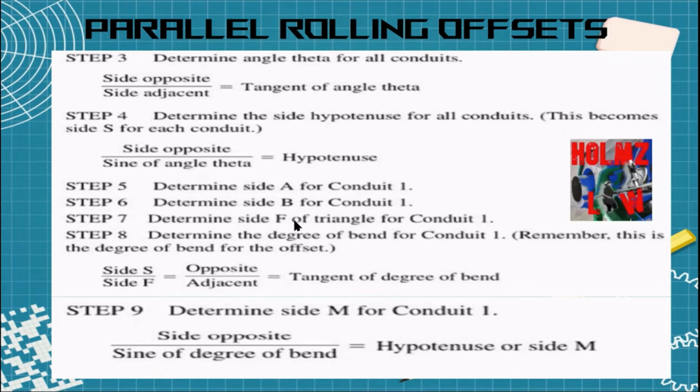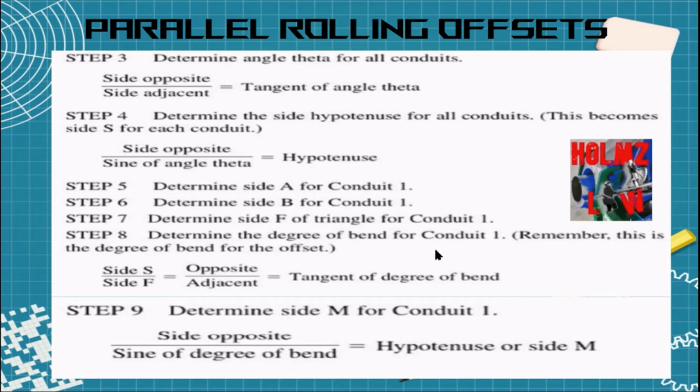Determining F for your triangle on conduit 1. We will get to that. Okay, so determining the degree of bend for conduit 1. Remember, this is the degree of bend for the offset. To do that, like it says here, you're dividing side S, which is the same thing as the opposite side, by F, which is the same thing as your adjacent side. That's going to give you the tangent of your degree of bend.